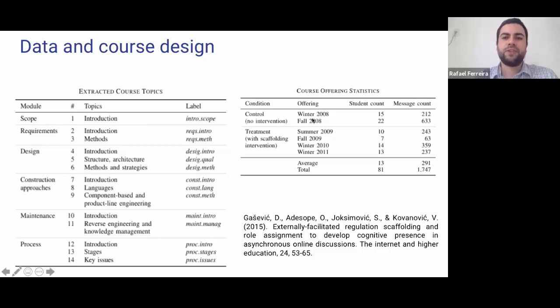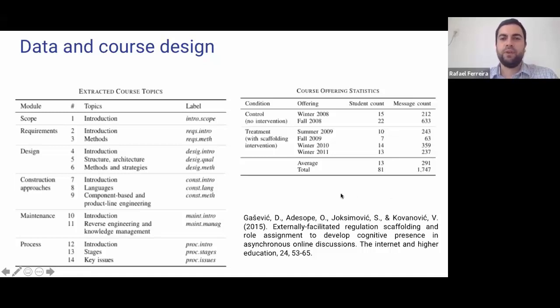The first 2 rounds of the course accounted for the control group, and the last 4 were for the treatment group. I'm not going to present any details about this intervention because it's not the focus of my work, but I included the reference here. So if you want to know what's the difference between control and treatment, you can go to this reference. The point here is to show that the number of students in control and treatment is similar in a sense, but especially the posts. So the number of messages between control and treatment are pretty much the same.